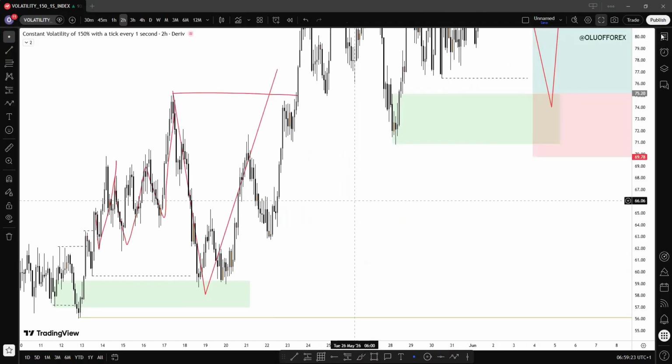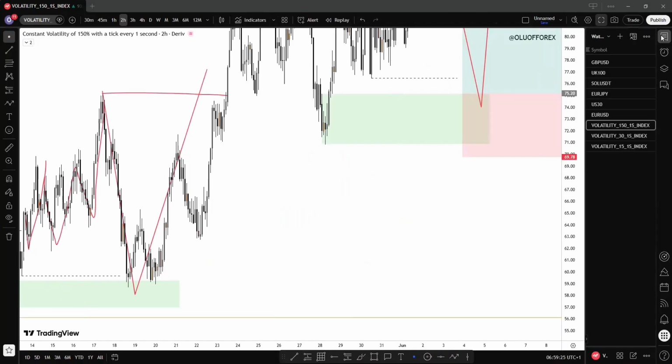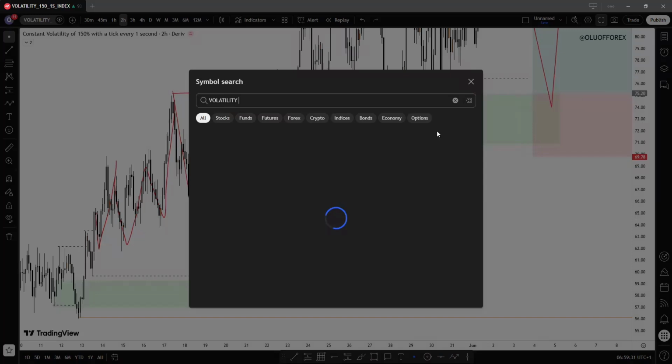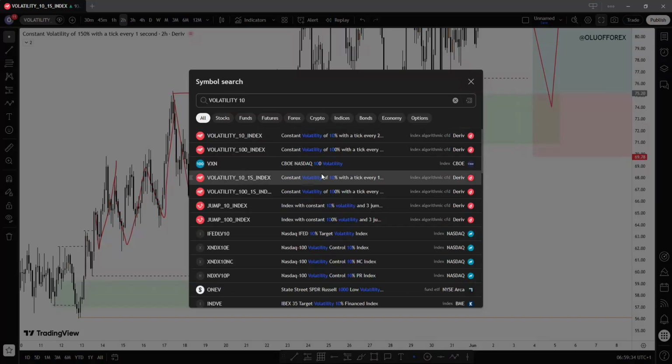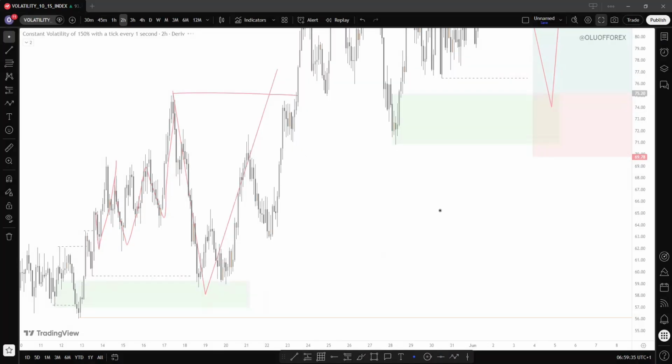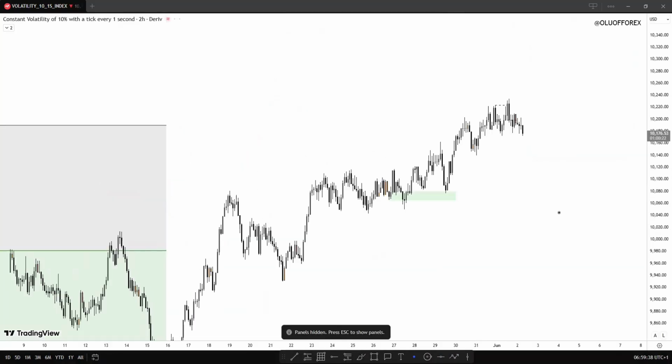So I took one more trade. What was the last trade we took? The Volatility 10 1s. We took it on Volatility 10 1s. So what happened? Here is the setup. This is it. So what happened?